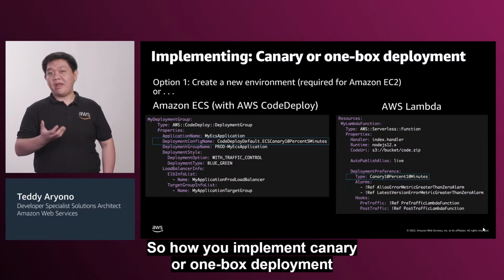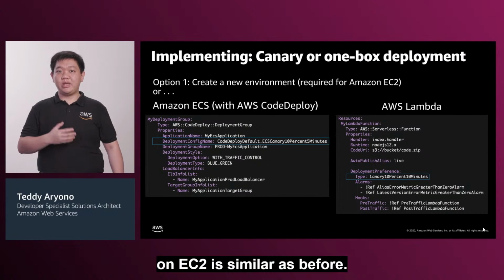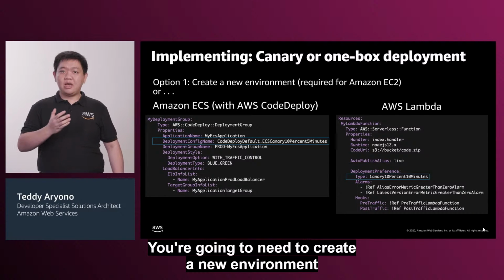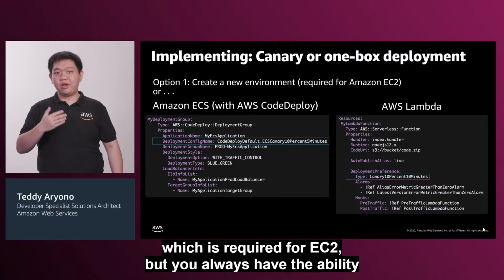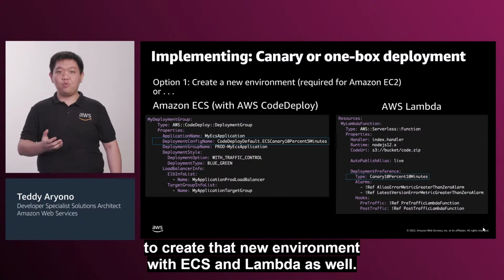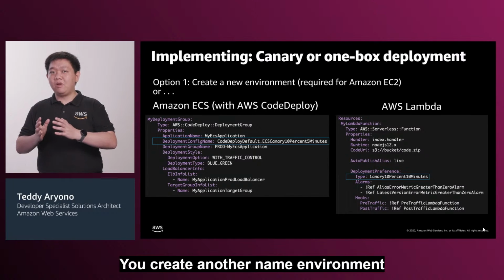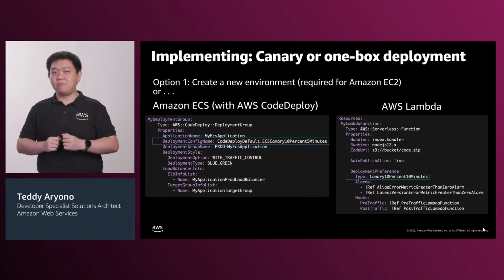So how you implement canary or one-box deployment on EC2 is similar as before. You're going to need to create a new environment, which is required for EC2, but you always have the ability to create that new environment with ECS and Lambda as well. You create another named environment for your containers or Lambda function.